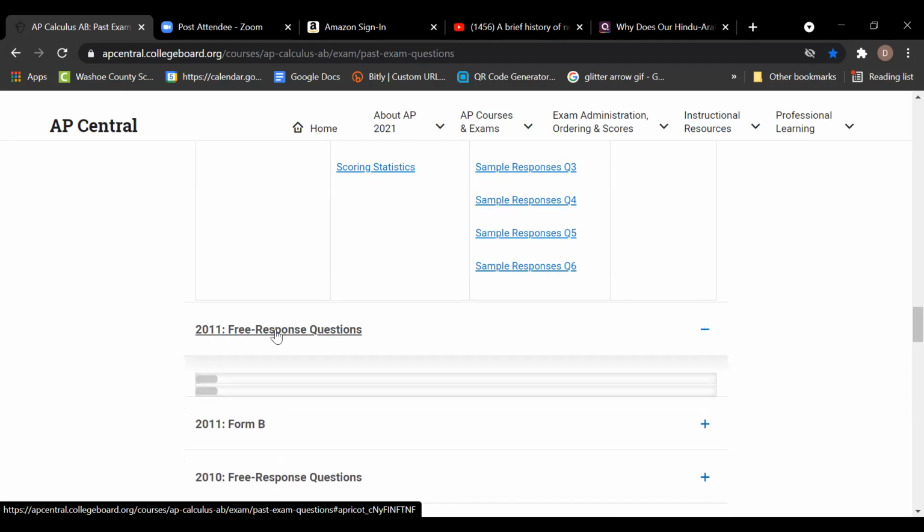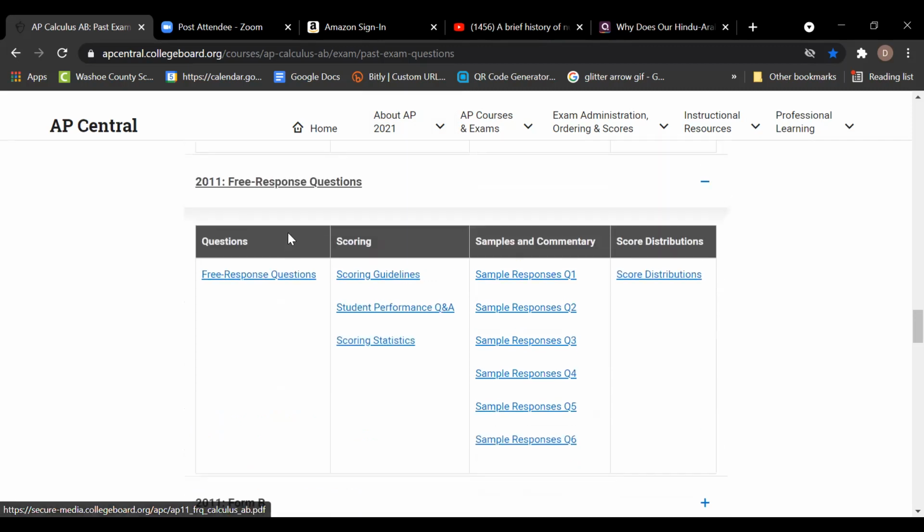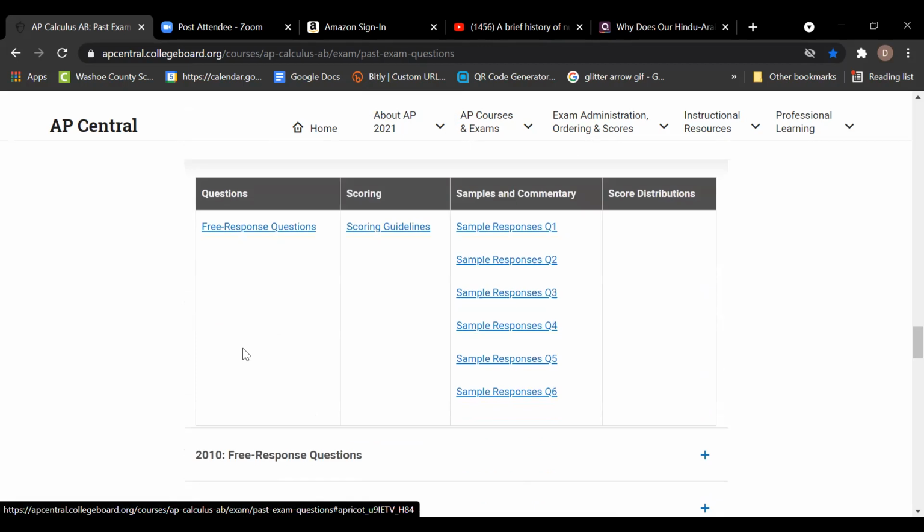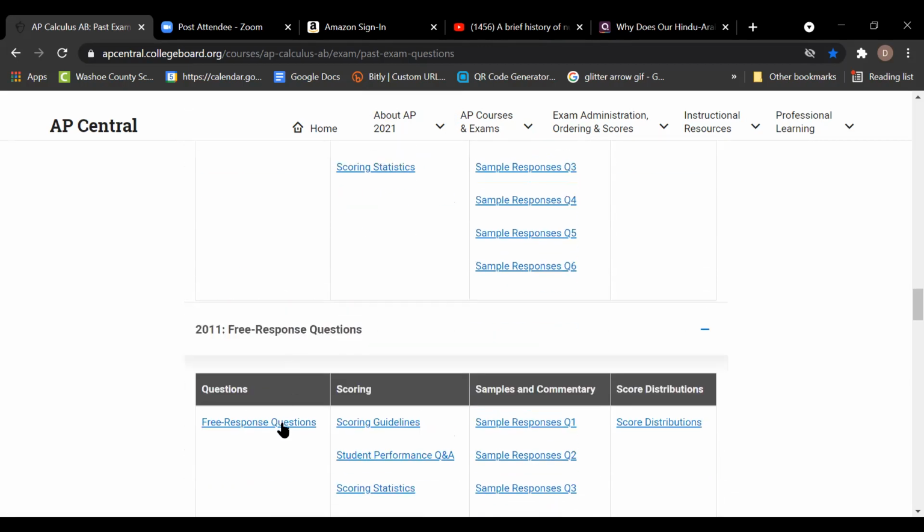So my question to you is, as you're looking at the questions from 2011 Form A, are there any differences between Form A and Form B? If I click on this link right here, you'll be able to see the questions that were asked in 2011. I see a question on velocity, a question with a chart, a question that looks like area, maybe volume, and a question on average rate of change. Those are the questions that were asked on Form A.